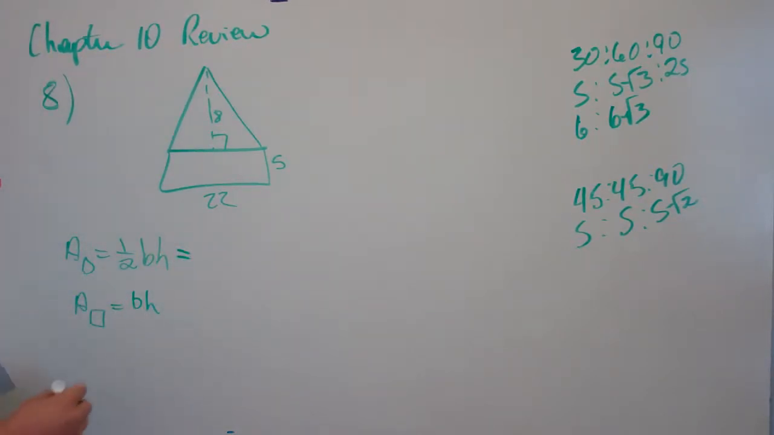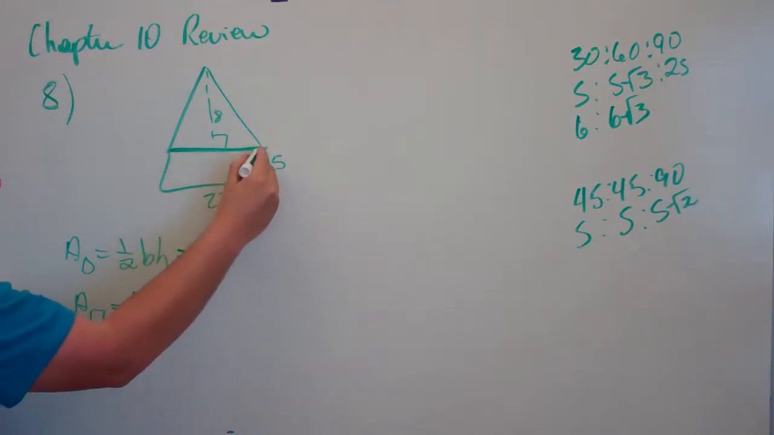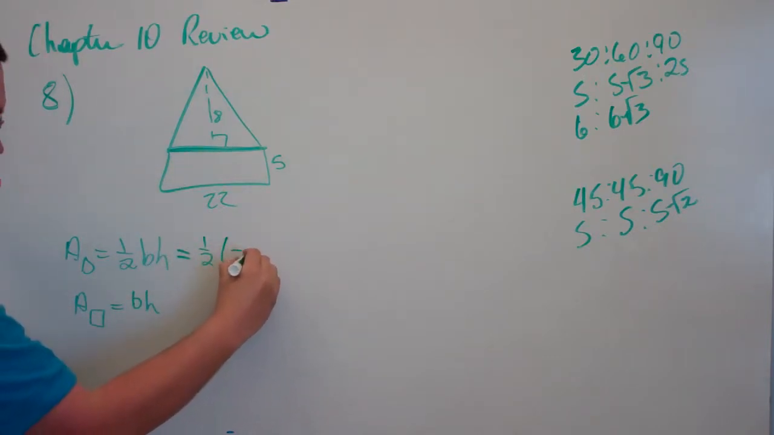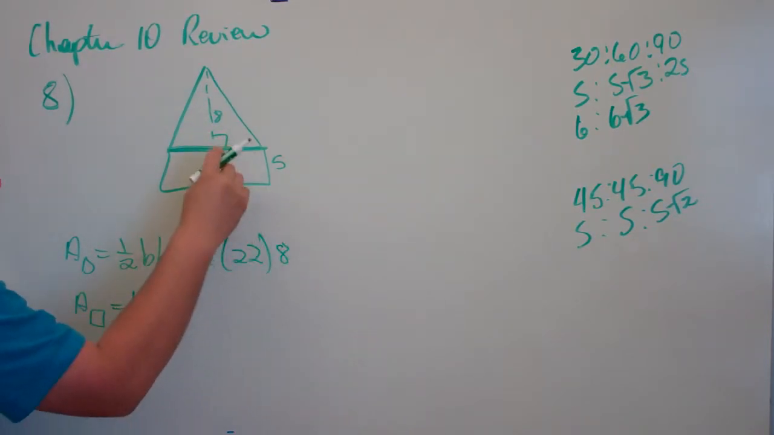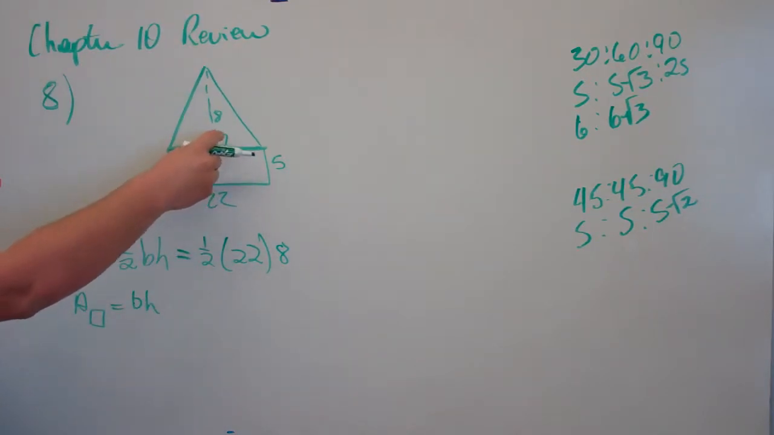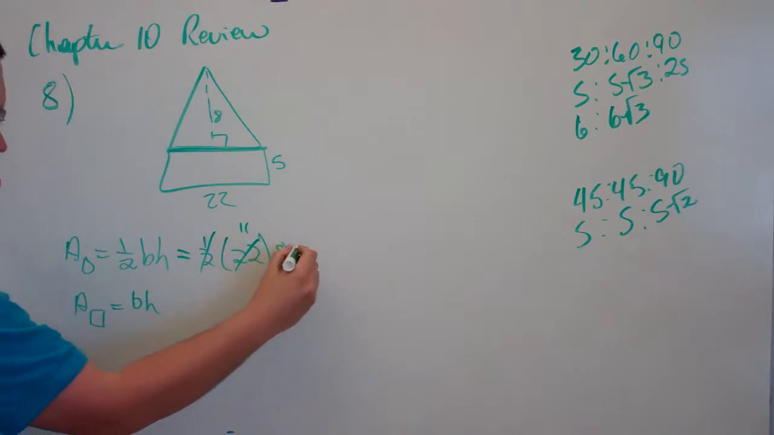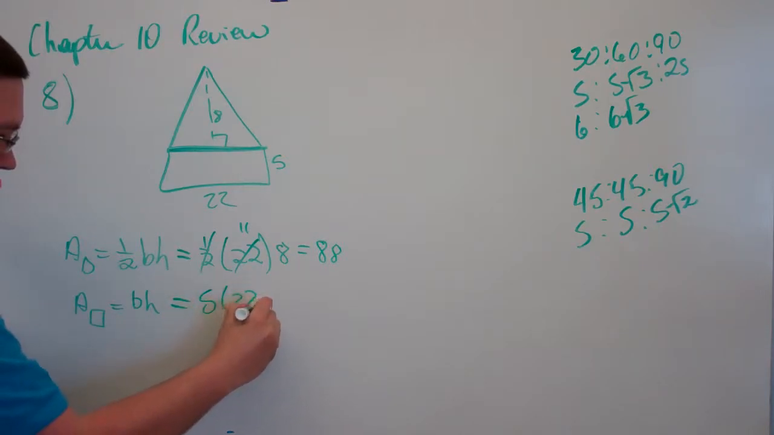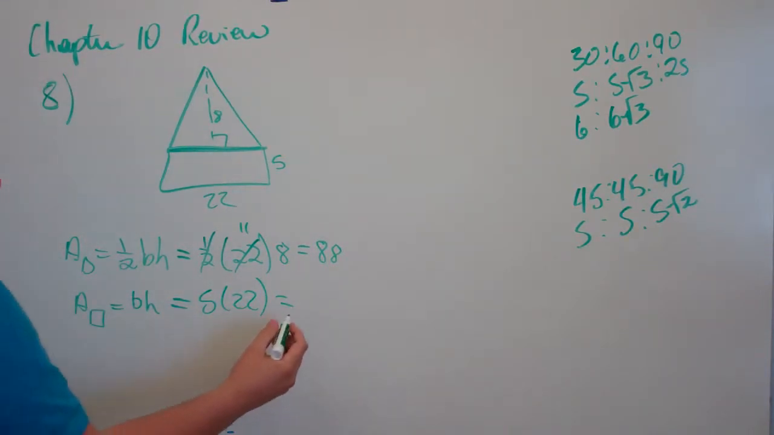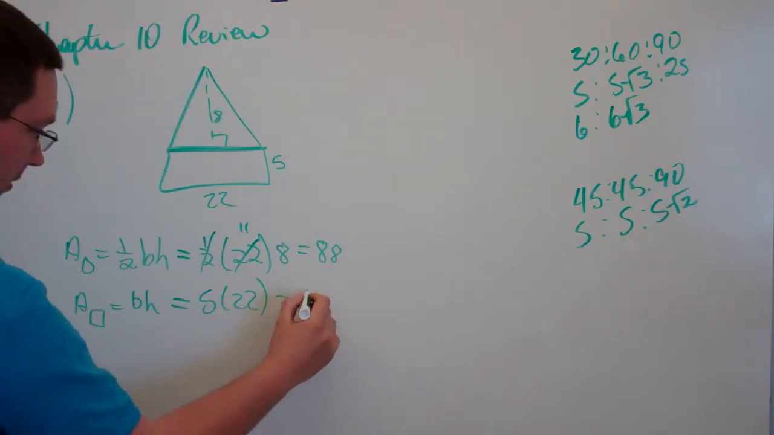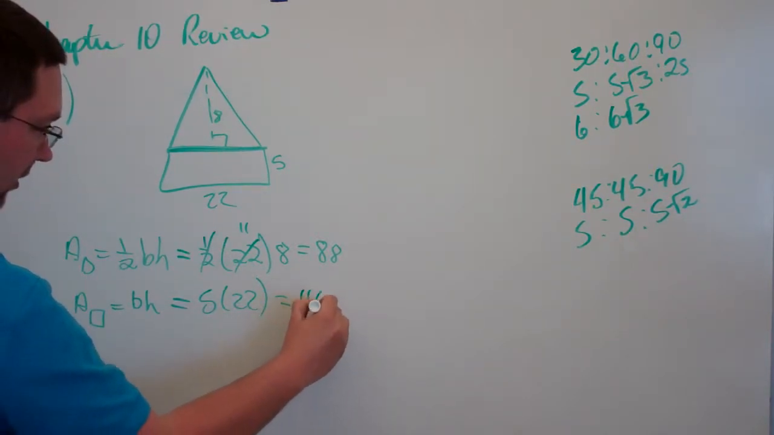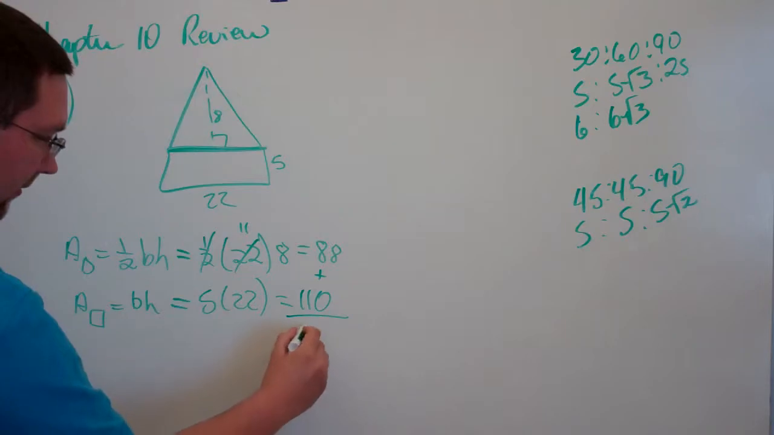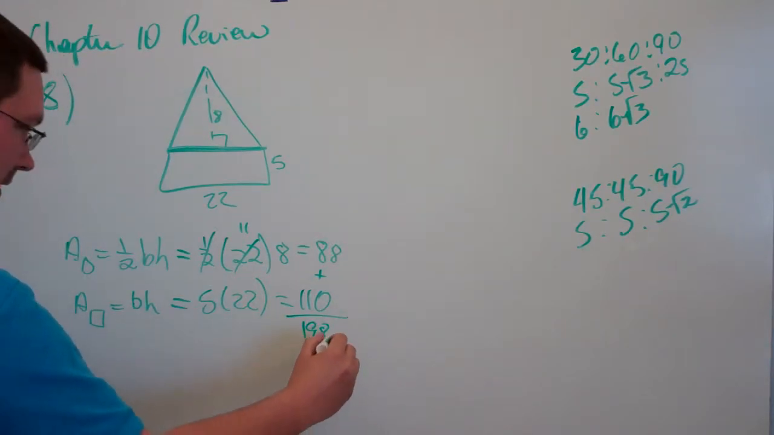So let's do the triangle first. 1/2, what's the base? What's the length of this? Well, it's 22, because we know this is a rectangle, so that has to be 22. Times the height, which is 8, because again, you look for that perpendicular angle. So you can halve the 22 down to 11, so this is 88. Base times height here is 5 times 22, which is, let's see, 5 times 20 is 100, so 110. So now all you're going to do is add these two numbers together to get the area of the whole figure: 198 inches squared.